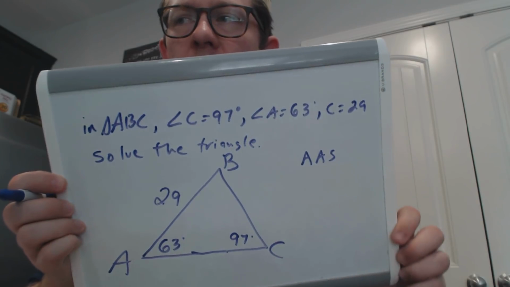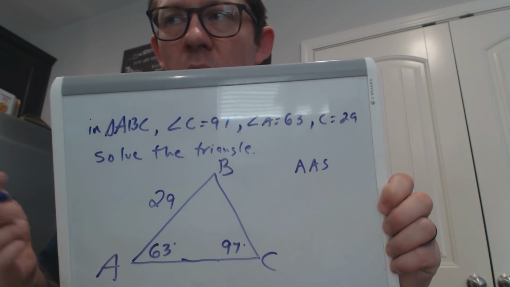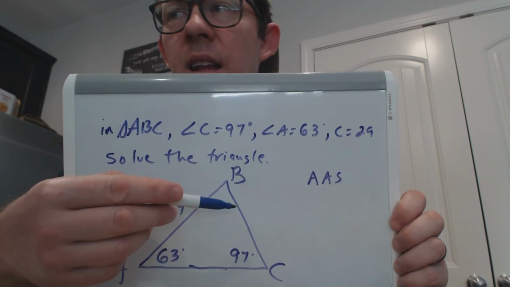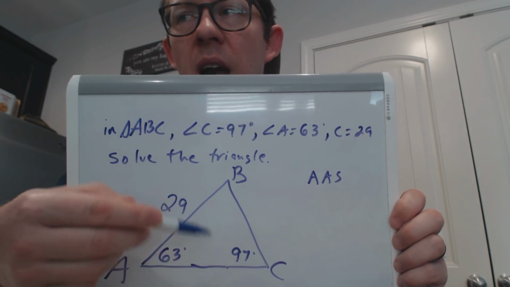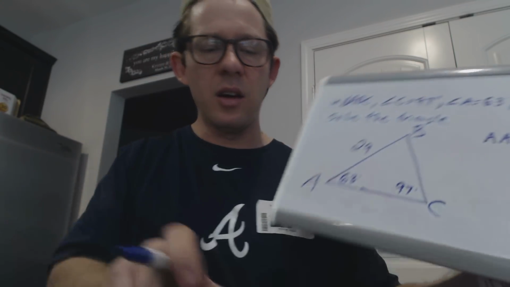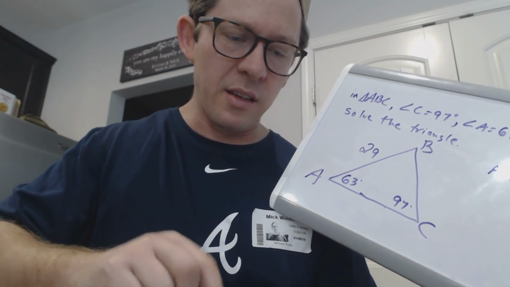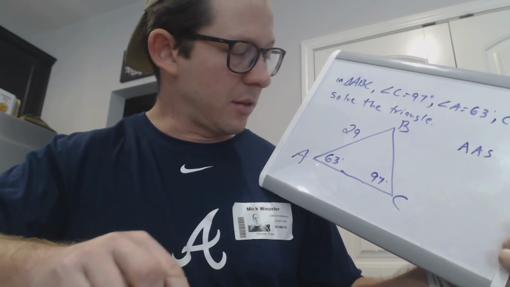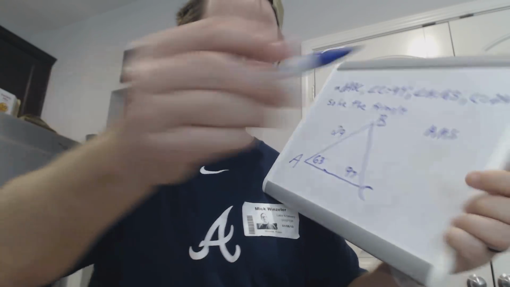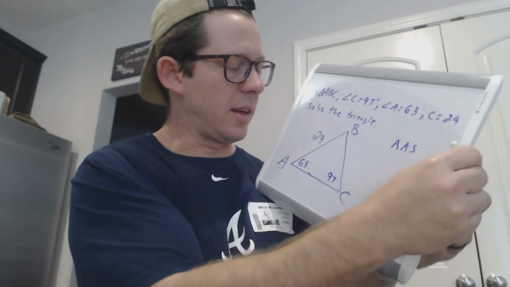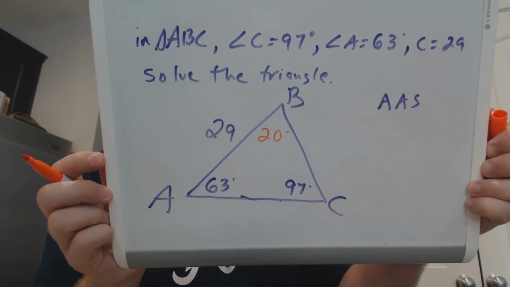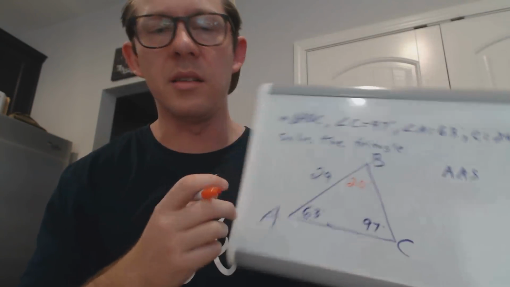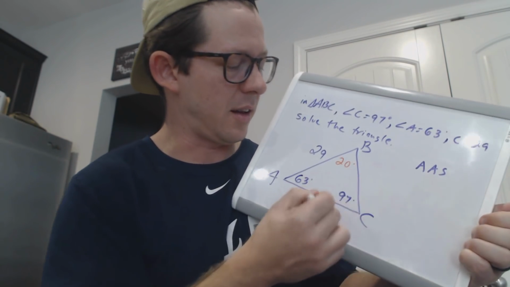Now, what we're going to do is solve for the missing pieces. The easiest thing to do is solve for B first. The reason that's easy is because you can just subtract from 180. So if I took 180 degrees and subtracted 63 and 97, I can go ahead and say B is going to be 20 degrees. So basically, all we need to do is solve for these two sides right here.